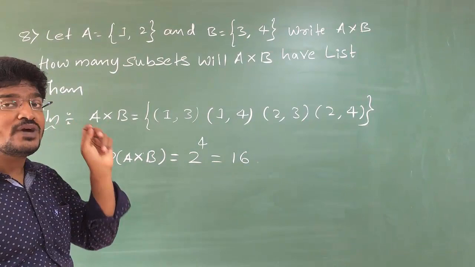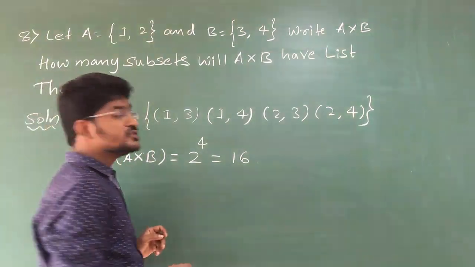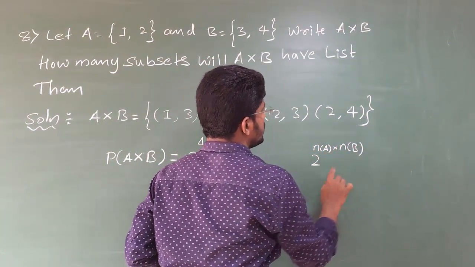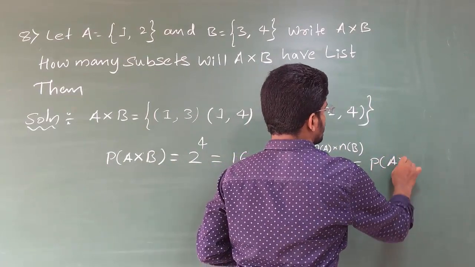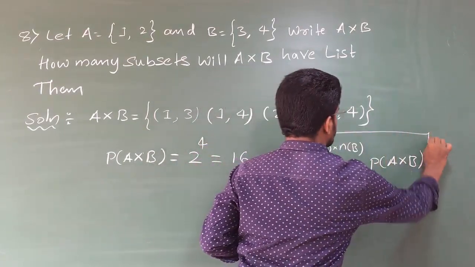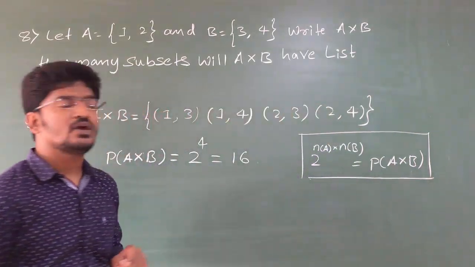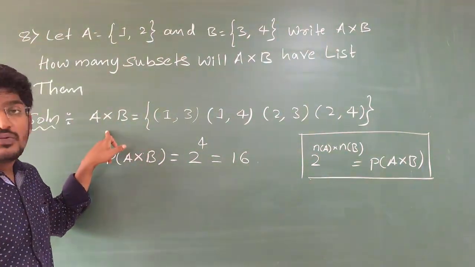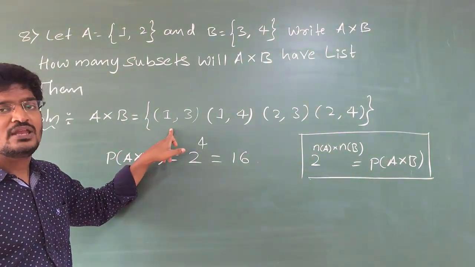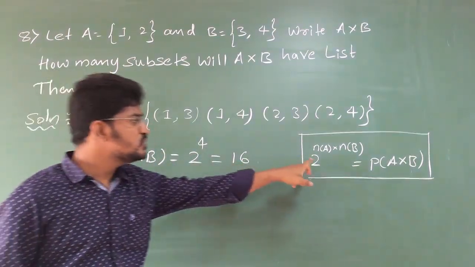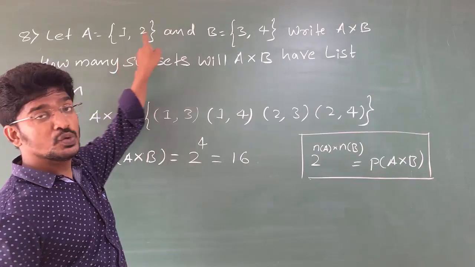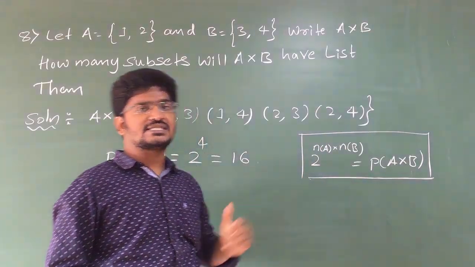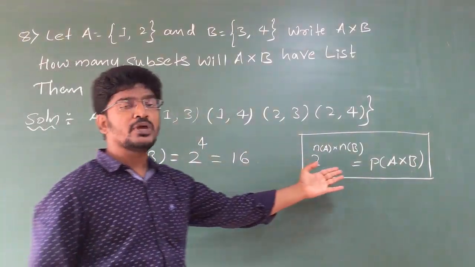If you want to find it directly, you have to use the formula 2 to the power of n of A into n of B. Please remember this. P of A cross B equals 2 to the power of n of A into n of B. First we calculated A cross B, in which you have 4 elements, 2 to the power of 4 is 16. If you use this formula, n of A has 2 elements, n of B has 2 elements, so 2 into 2 will be 4, so 2 to the power of 4 will be again 16. So this formula is for P of A cross B.